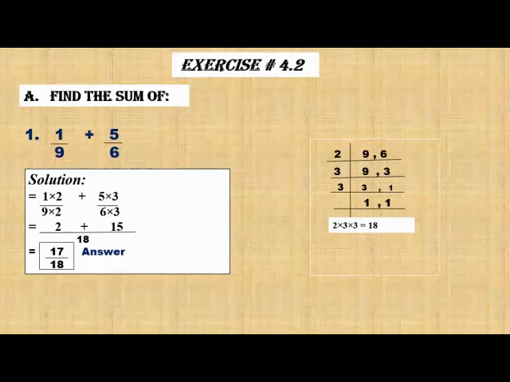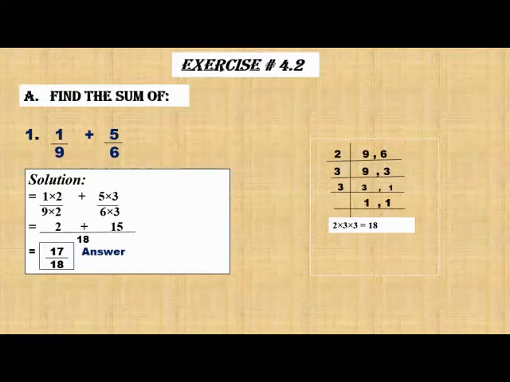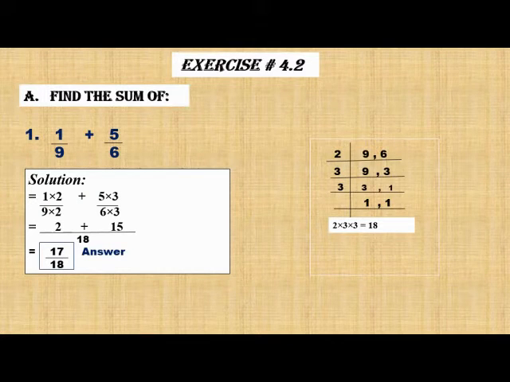Now move to another exercise, which is exercise 4.2. In 4.2, you have to find the sum. Find part A, find the sum of. How can you find the sum? Question number 1 is 1 upon 9 plus 5 upon 6. As you can see, the denominators are different, which means these are unlike fractions.